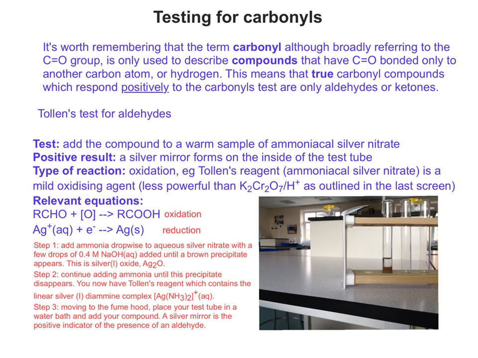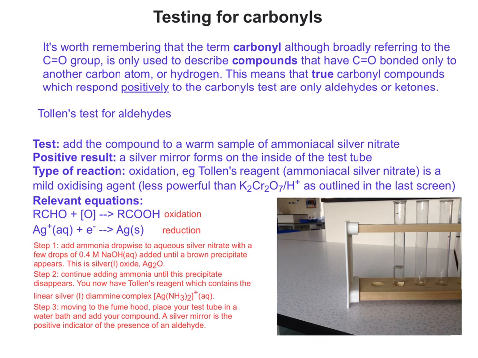So you start off by adding some ammonia dropwise to aqueous silver nitrate with a few drops of 0.4 molar NaOH solution added. And you keep adding the ammonia until the brown precipitate just starts to appear. This is silver 1 oxide. So what happens after this is you have to continue adding the ammonia until this precipitate disappears. There'll be a photograph of that coming up in a second.